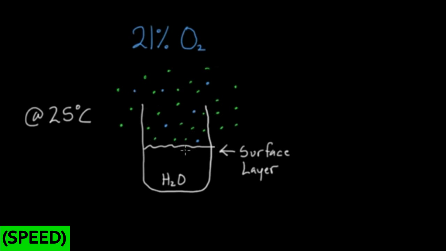And so over time, I let this sit out, and maybe I come back and check, and a little bit of oxygen has entered my surface layer of water. In fact, if I measured it, I could say the concentration, C, at that level is 0.27 millimoles per liter. And this number is literally just something that I would have to measure, right? I would actually measure the concentration there, and that's the measure of oxygen.